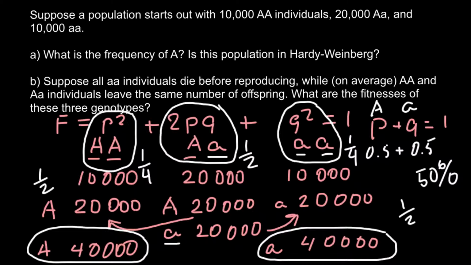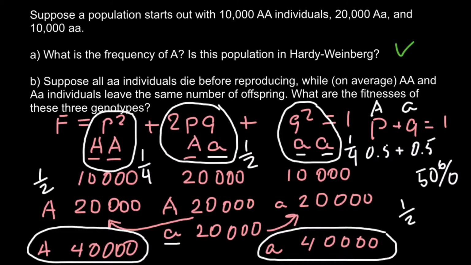So we gave an answer to the first two questions, and let's move to question B. Suppose all homozygous recessive individuals die before reproducing, while on average homozygous dominant and heterozygous individuals leave the same number of offspring. So both these genotypes would leave the same number of offspring. What is the fitness of these three genotypes?